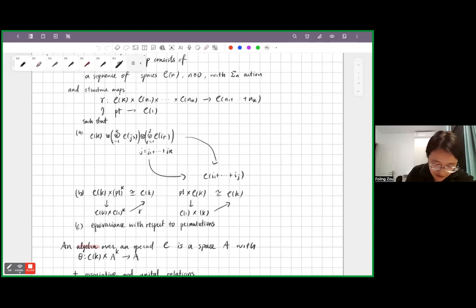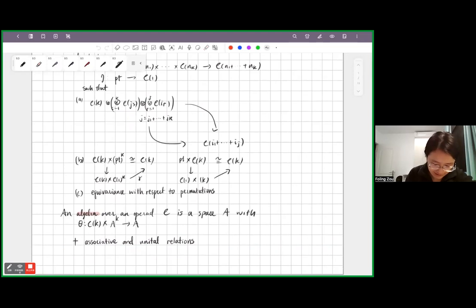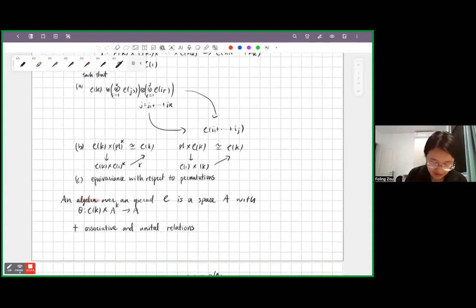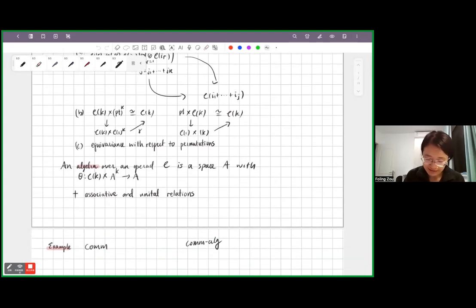The first one says that if we have three chunks of the Cs, and if we compose here and then compose this way, or if we compose here first and then compose like this, then these two maps should commute. And secondly, this unit should serve as a unit, which means that these two diagrams should commute. And last but not least, this structure map needs to be equivariant with respect to certain permutations in some way. And an algebra over an operad is a space A with maps like this.